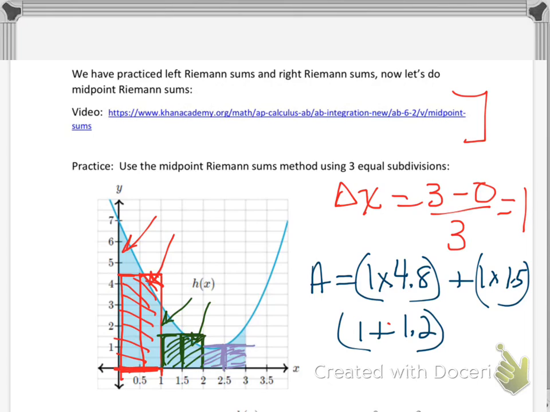So when I add those areas up, so I'm adding 4.8 plus 1.5 plus 1.2, I'm getting 7.5 square units as my approximation. Okay, think about that, and we're going to move on to the next page.